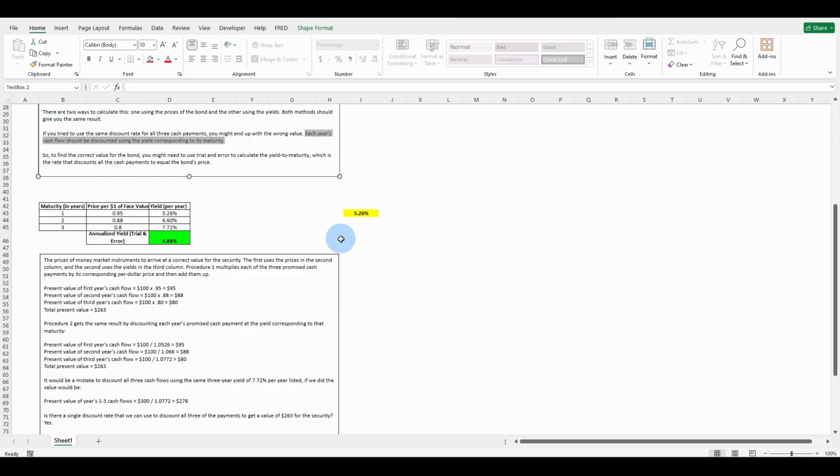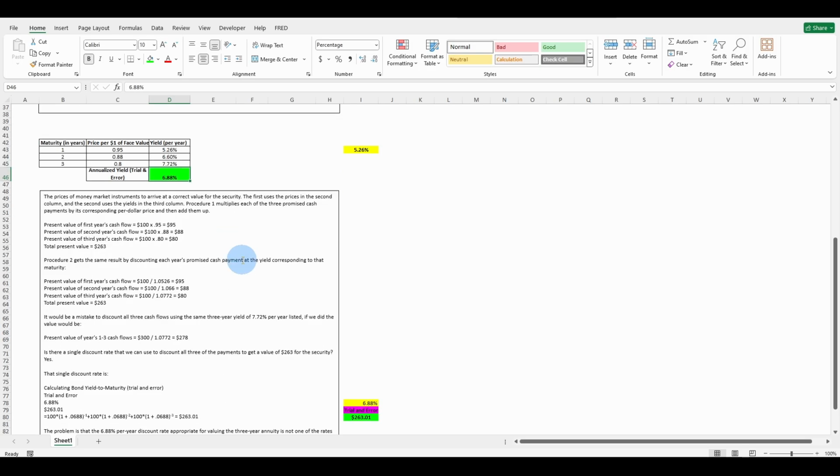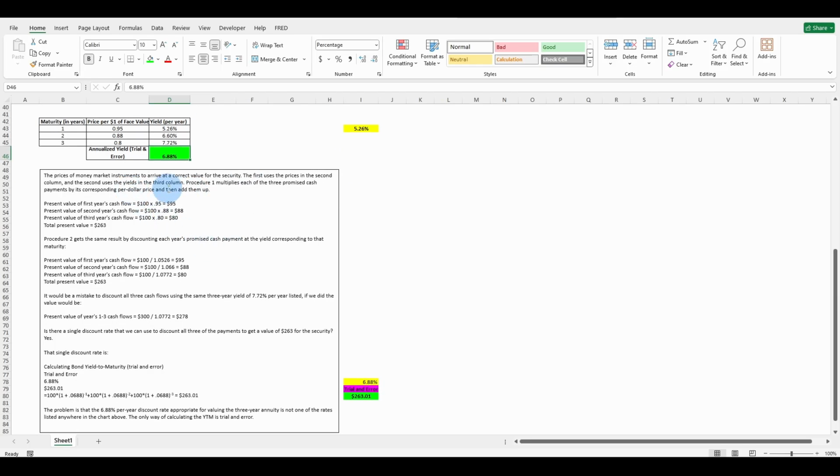Now, if you go back to the previous collection of sessions or lessons, I showed an example where we priced this using purely math. We didn't use trial and error, but we used the yields. And I think we used the prices to come up with the same number. We're just going to go the simple route. We're just going to look at the information here, compute annualized yield, and use the prices of money market instruments to arrive at a correct value for the security. The first uses the price in the second column, and the second uses the yields in the third column.